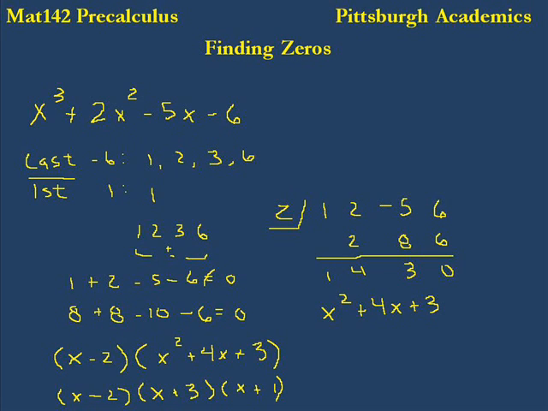You can see that your x minus 2 is going to give you 2, your x plus 3 is going to give you negative 3, and your x plus 1 is going to give you a negative 1. So those are the zeros of this polynomial to the third degree.